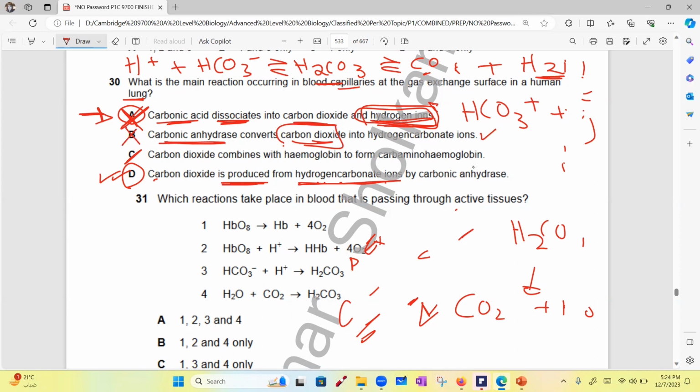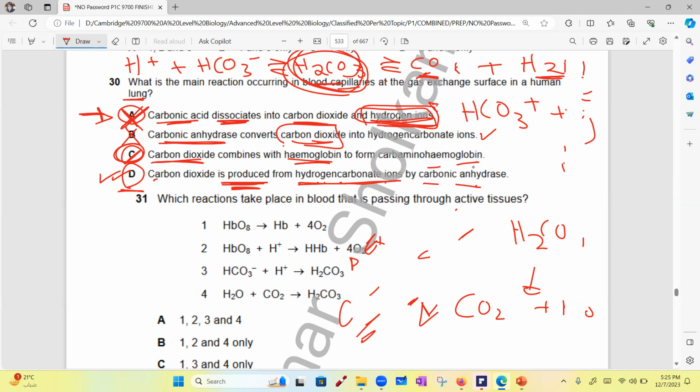So B is wrong. C, carbon dioxide combines with hemoglobin to form carbaminohemoglobin. Again, this is right, but this will not happen at the lungs. At the lungs, I want to produce CO2. I want the CO2 to exhale. So the only answer is D. Carbon dioxide is produced from hydrogen carbonate ions by carbonic anhydrase. See, the carbonic acid here will dissociate into carbon dioxide and hydrogen ions.